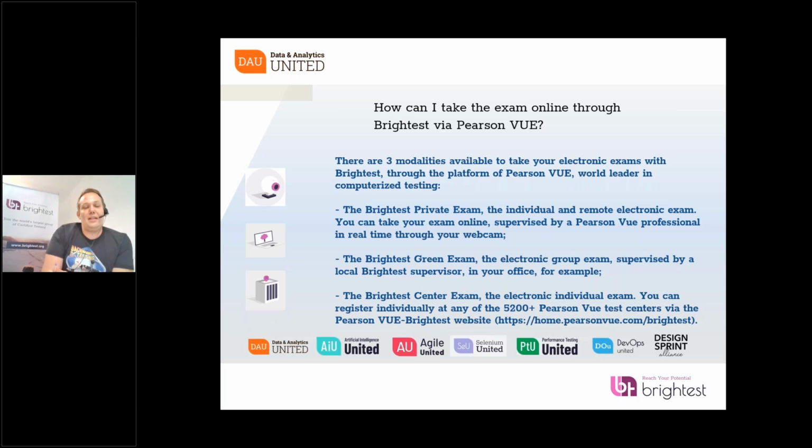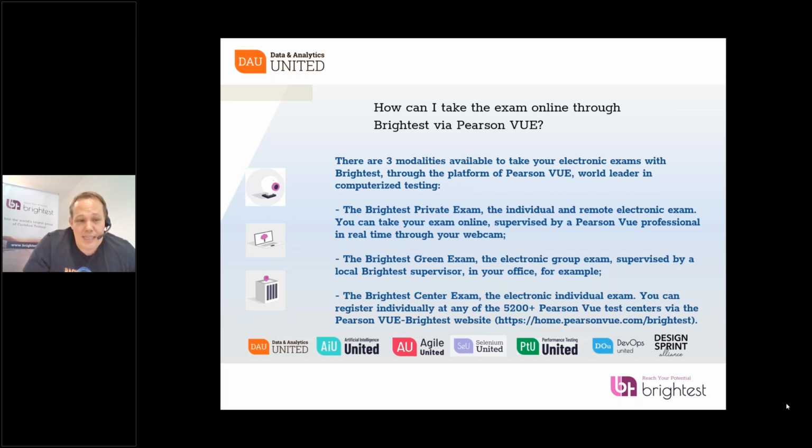We call these, here in the middle, you can see a little tree growing on the screen, Brightest Green exams, because it's basically for groups. You can register with us wherever you want in the world if you'd like to do a group exam, and we can administer it directly in your offices. I know currently it's a different situation, but this is under normal circumstances.